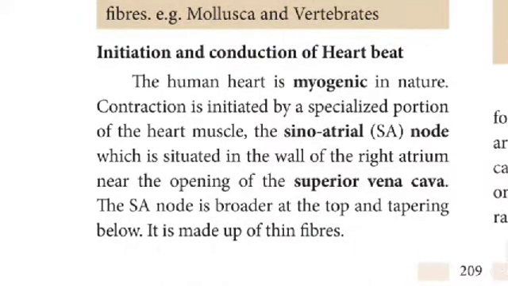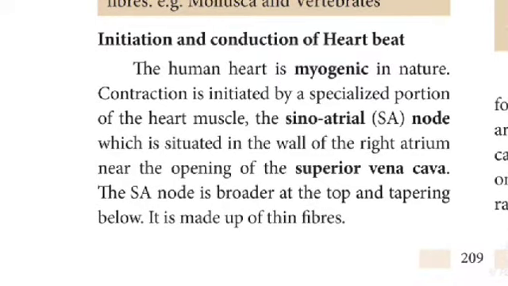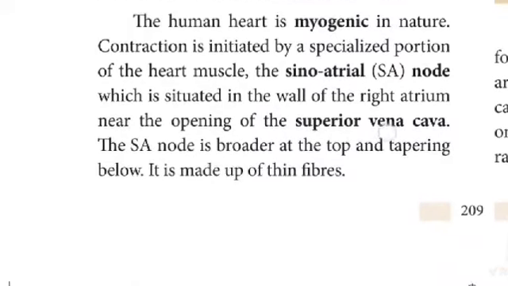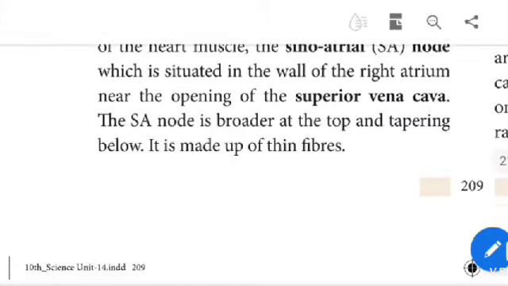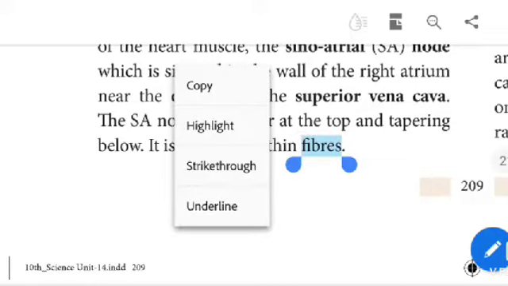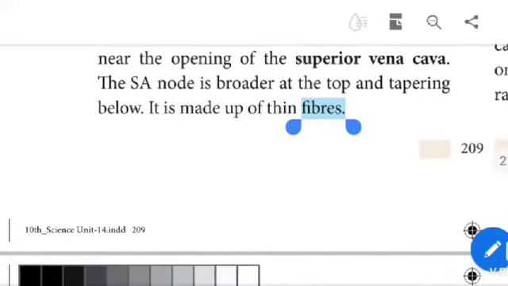Initiation and conduction of the heartbeat in the human heart is myogenic in nature. Contraction is initiated by a specialized portion of the heart muscle, the sinoatrial node, which is situated in the wall of the right atrium near the opening of the superior vena cava. The SA node is broader at the top and tapering below. It is made up of thin fibers.